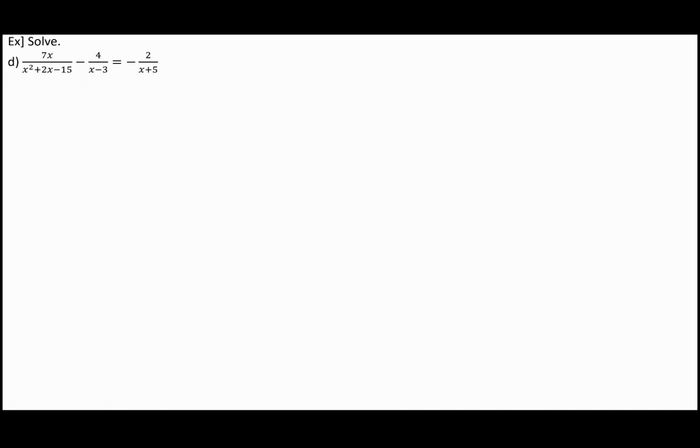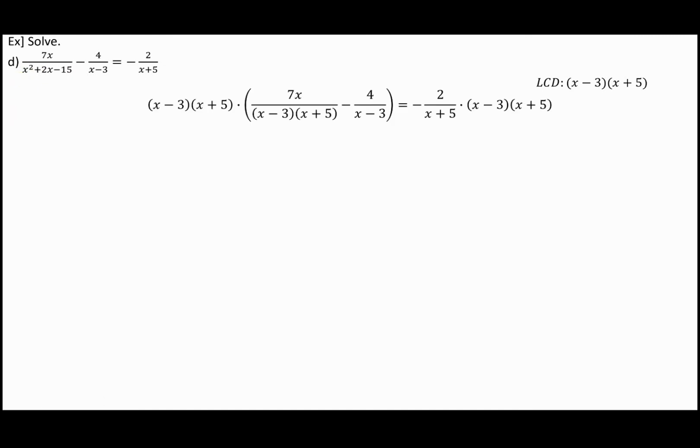And in fact, the LCD here is x minus 3 times x plus 5, because that is exactly the factorization of this second degree trinomial. Okay, so go ahead and multiply both sides by that LCD, and I'm going to go ahead and rewrite the first rational expression as the factored form for the denominator there.